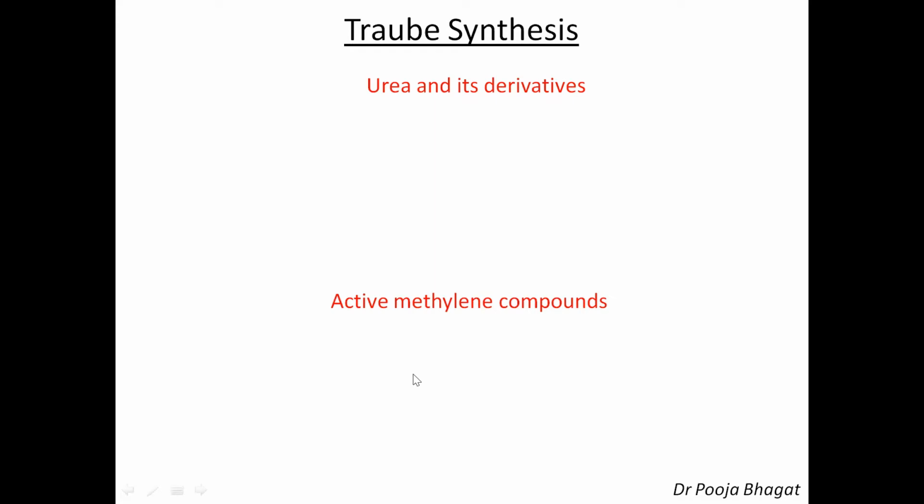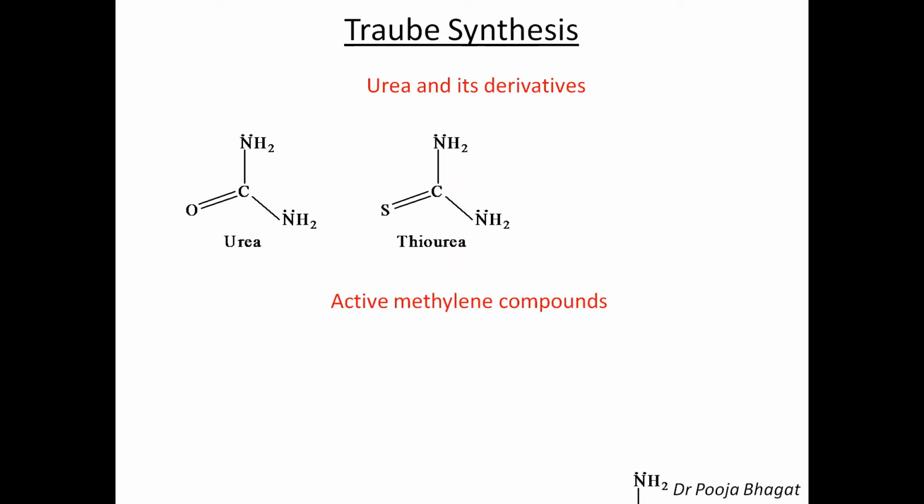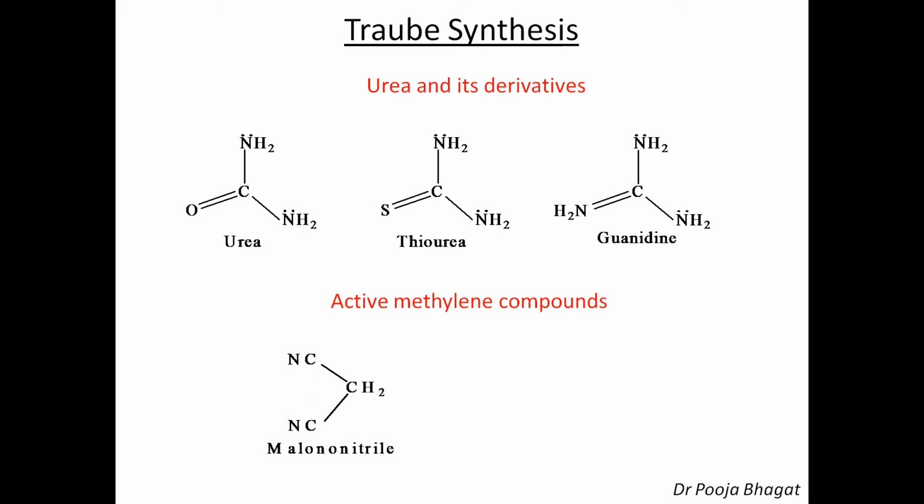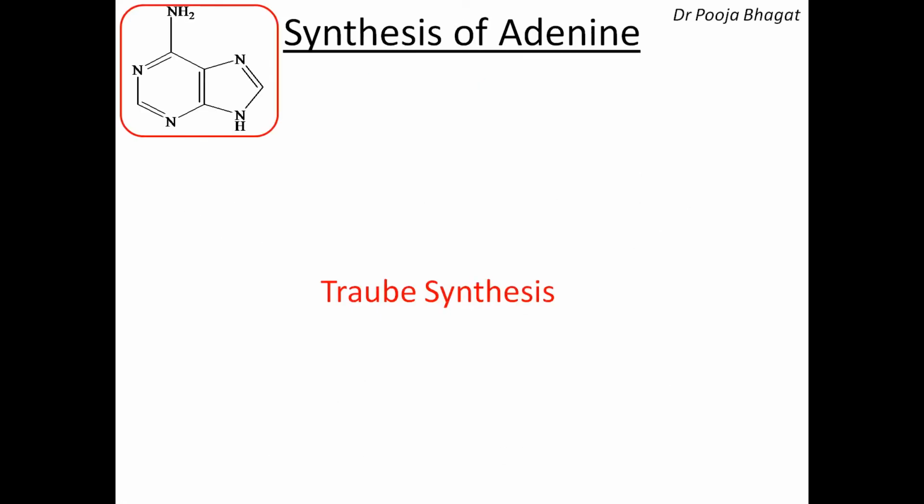That means that if we have to decide what are the various urea derivatives which we can take in Traube synthesis, it can be urea, it can be thiourea, and it can be guanidine. And in active methylene compounds, I can take malononitrile if I want the nitrogen at the 6th position, and if I want the oxygen at the 6th position, then I have to take ethyl cyanoacetate. You know, this is ethyl acetate and cyano group is present here. So it is ethyl cyanoacetate. So depending upon which type of purine we have to synthesize, we can select our starting material.